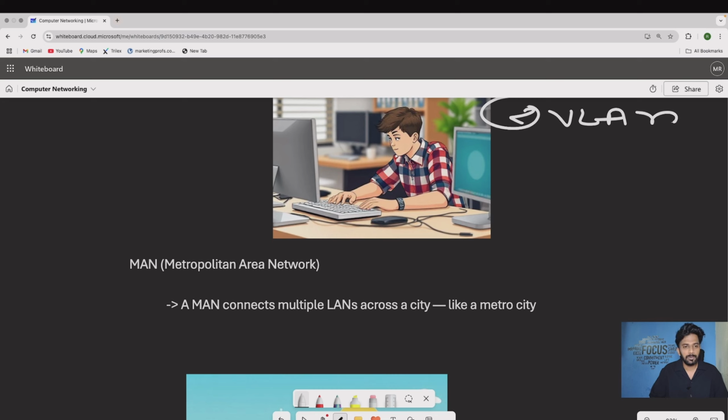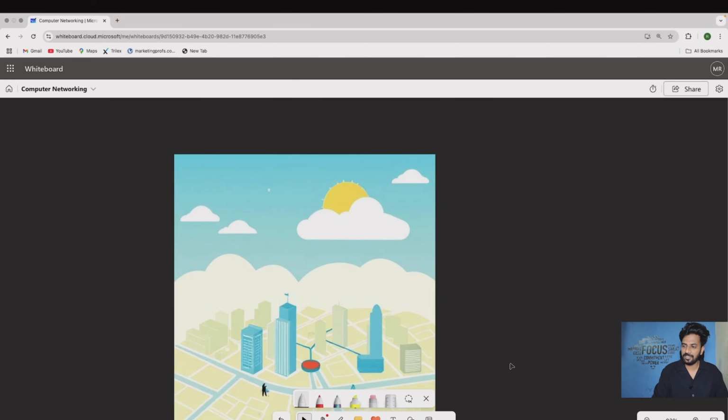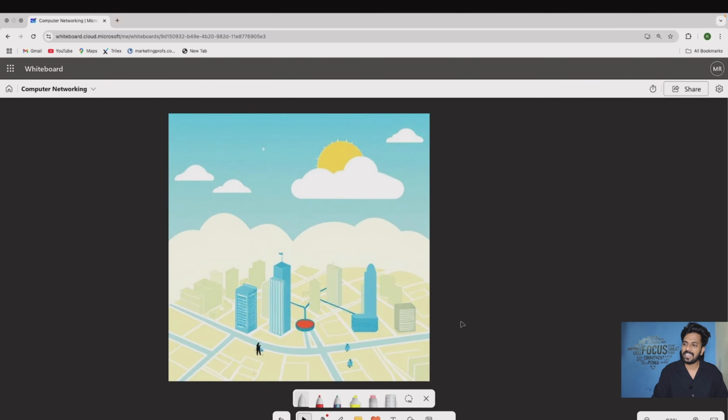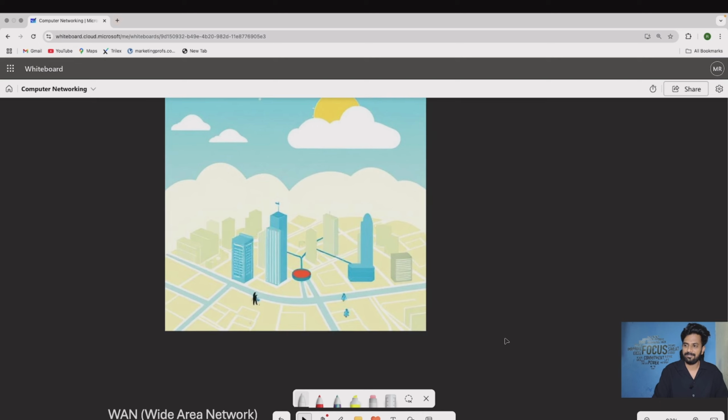So what do they do? They build a MAN to connect all the offices across the city. This is what a MAN does. It connects locations in the same city. So this is all about the MAN. If you look at this image, there are multiple offices connected within the city.